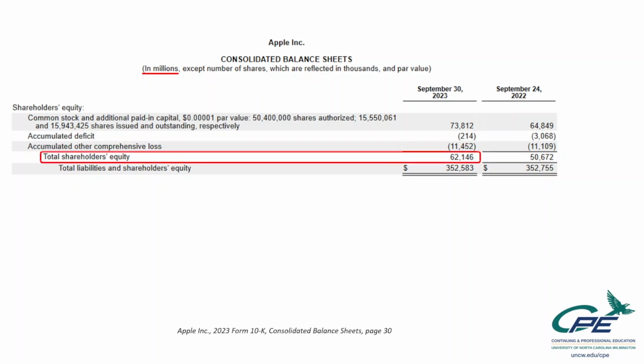The total stockholders' equity balance at the end of 2023 was $62 billion. Combining that with the total liabilities gives $352.6 billion, exactly the same as total assets. We call that the accounting equation. Assets must equal liabilities plus owner's equity.